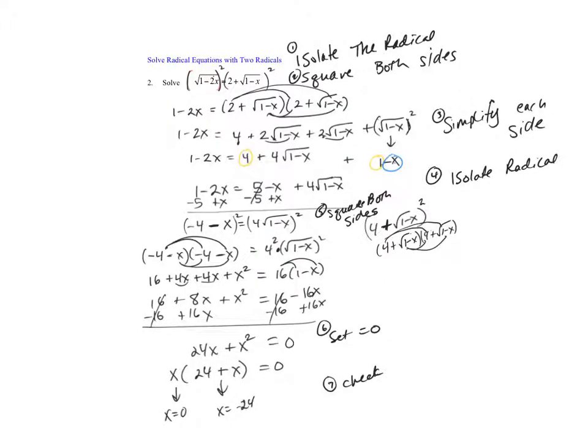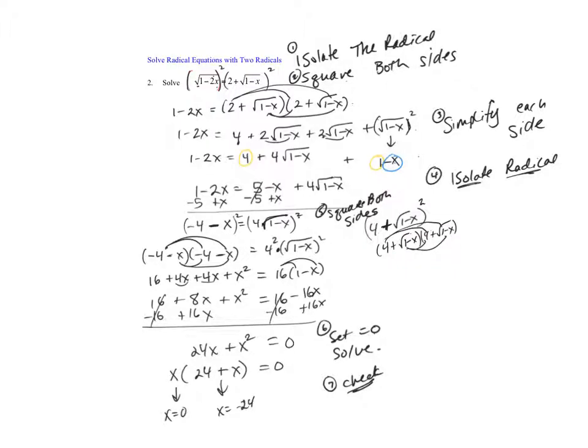All right, so let's see what we did. We isolated the radical, which was already done for us, and then we squared both sides. Then all of this work here is us simplifying each side of the equation so that we can isolate the radical again, which is what we got here. Then we squared both sides and now set equal to 0 and solve. And the final step is to check.